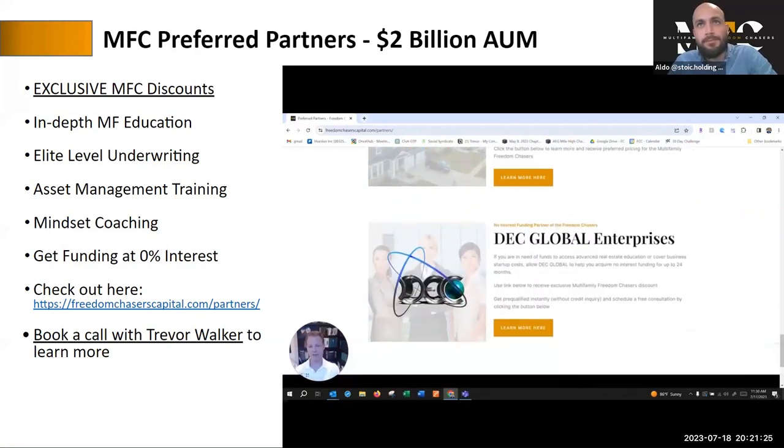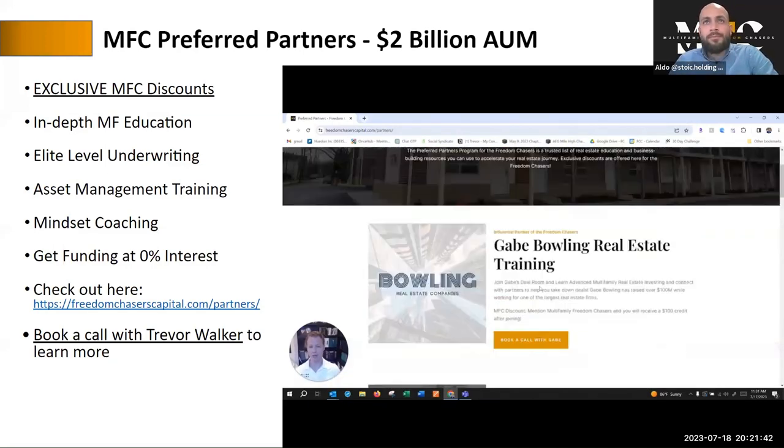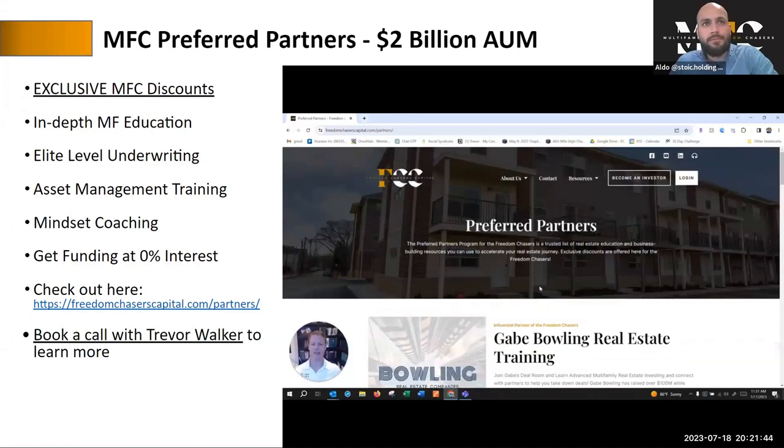And then if you don't have the funding, but you're ready to accelerate your multifamily journey and invest in yourself and invest in your business, we have DEC Global Enterprises where you can get no interest funding to fund those types of investments. So take advantage of the Preferred Partners Program of the Multifamily Freedom Chasers, and let's continue our chase for freedom together.